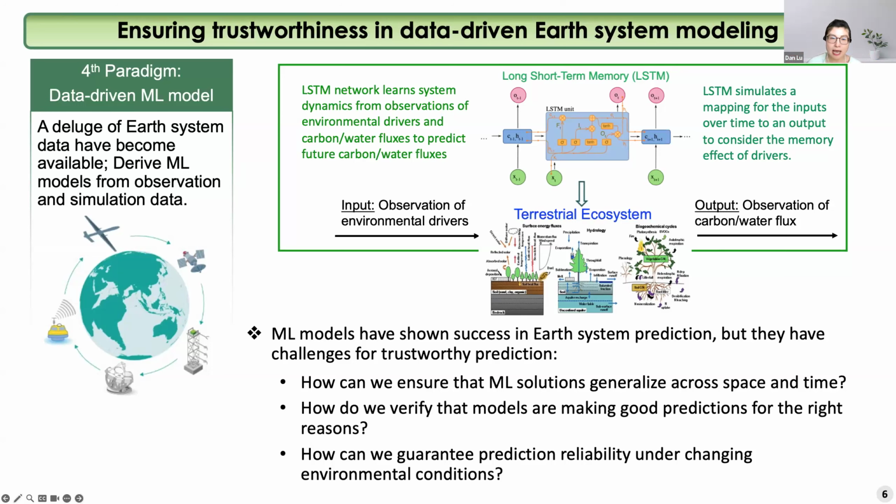Now, while these models have shown great success in Earth system prediction, they also raise critical questions about trustworthiness. For example, how can we ensure that machine learning solutions generalize across different spatial and temporal scales? How do we verify that the models are making good predictions for the right reasons? And more importantly, how can we guarantee the reliability of the predictions under changing environmental conditions?